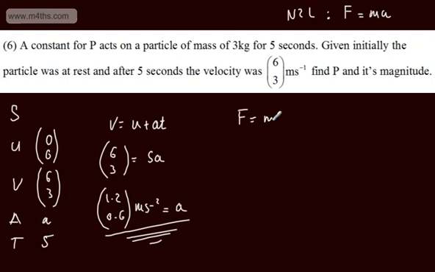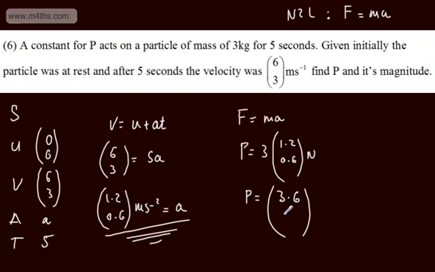So let's now put that in. P is our force, and that's equal to the mass, which is 3, multiplied by the acceleration, which is 1.2, 0.6. Remember, that's going to be in newtons. So we could say the force P is 3.6, 1.8 newtons. Or if we like, we could write this as 3.6i plus 1.8j newtons.